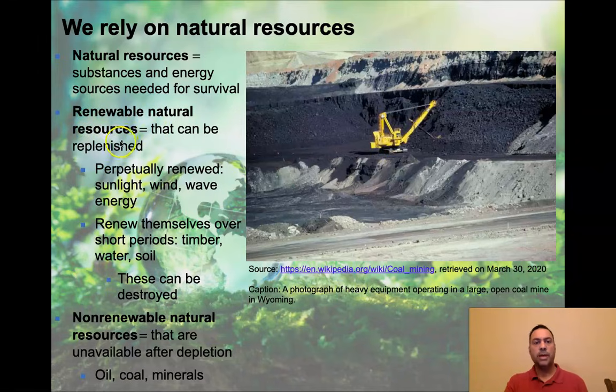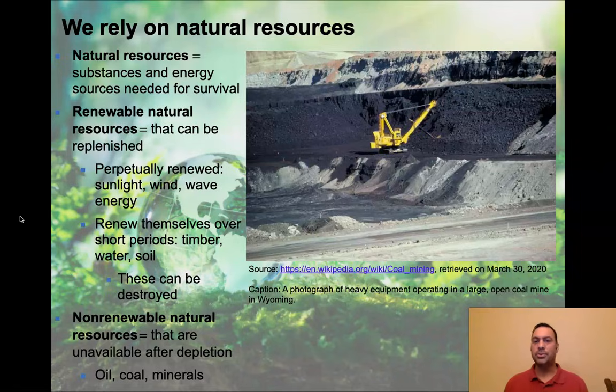So a renewable natural resource is something that can be replenished. It's perpetually renewed. And ultimately, that energy is coming from sunlight, wind, or wave energy. And in fact, wind and wave energy are also derived largely from sunlight as well. We may perhaps later on in the lecture series get into how that happens. I'm debating on how I'm going to take this course. But sunlight is a big deal.